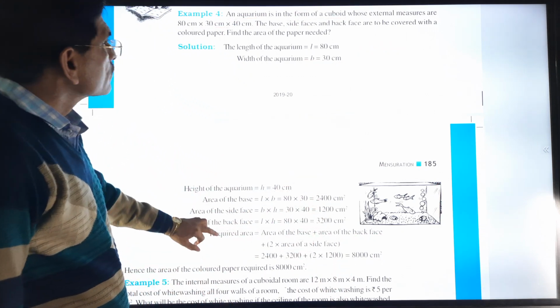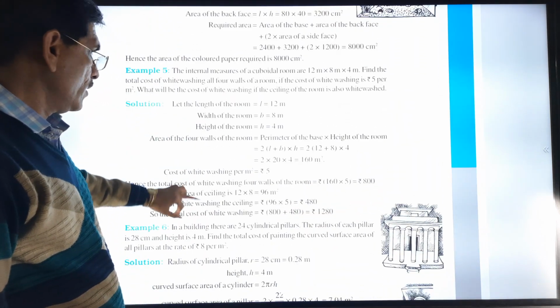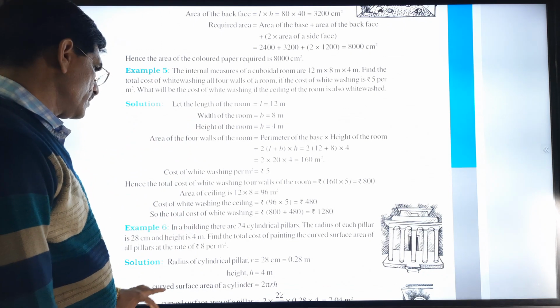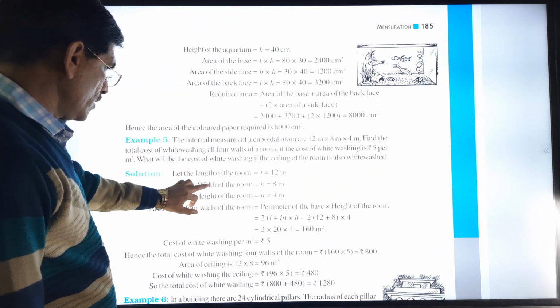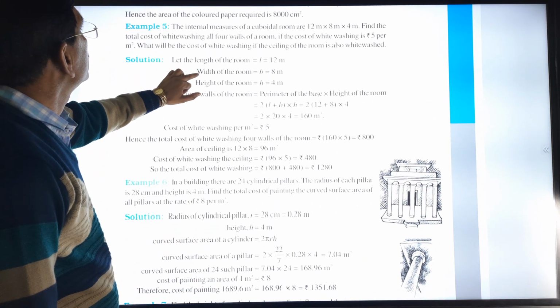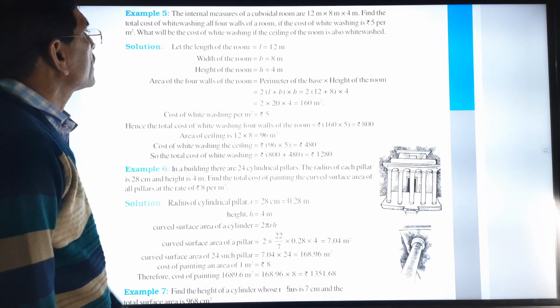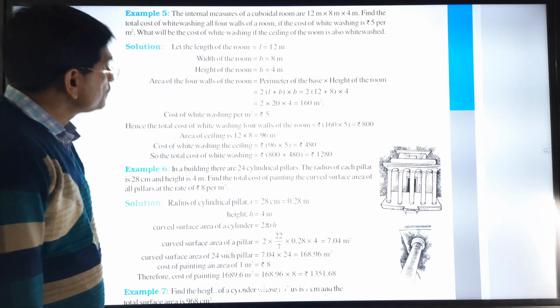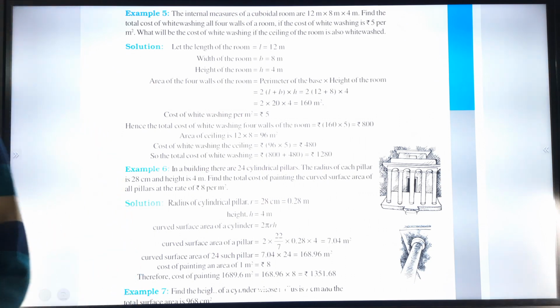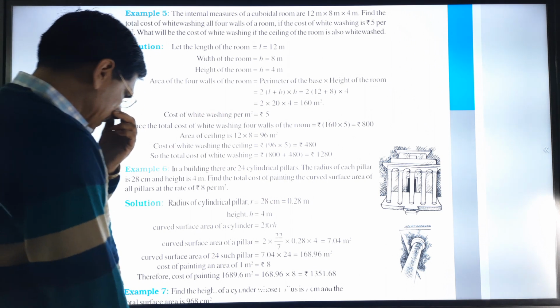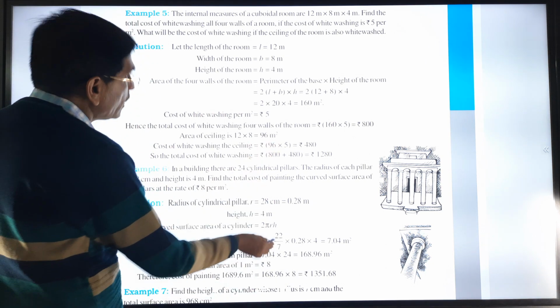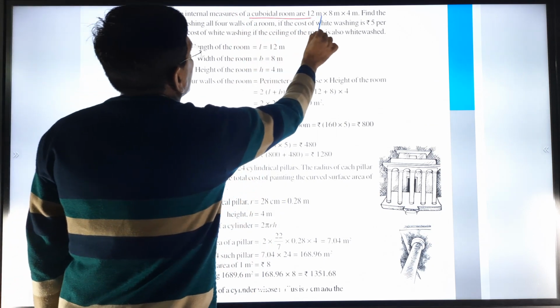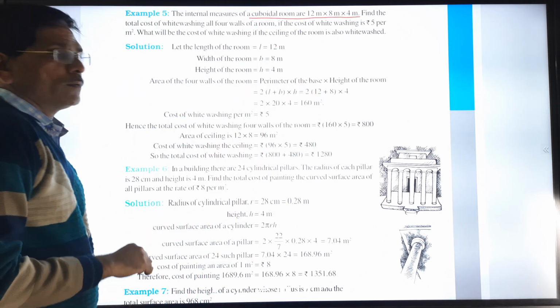Now we go for one more sums. So all sums, if you will see properly, now one more example that we have to discuss. So one more example related with the cuboidal room. So already we have discussed about the cuboidal room.